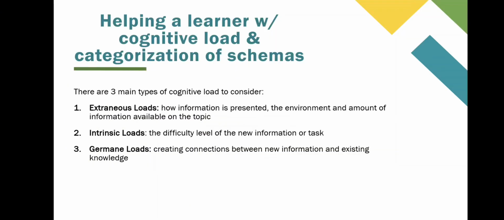So then how do we help a learner to minimize cognitive load and categorize their schemas? We must first consider that there are three main types of cognitive load. You have extraneous load, which is the way in which information is presented in the learner's environment, and the amount of information available to a learner on any given topic. All of these affect the extraneous load.